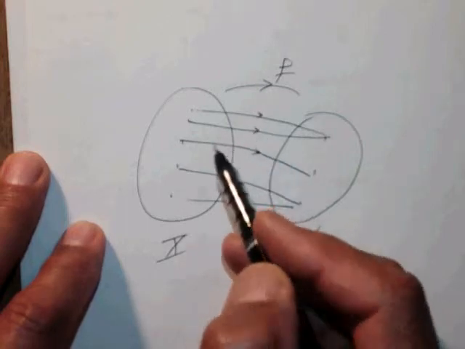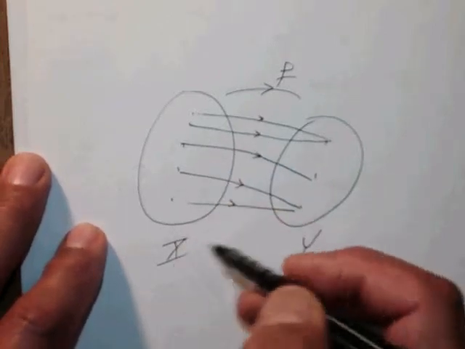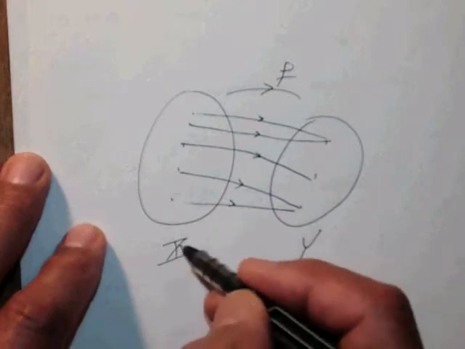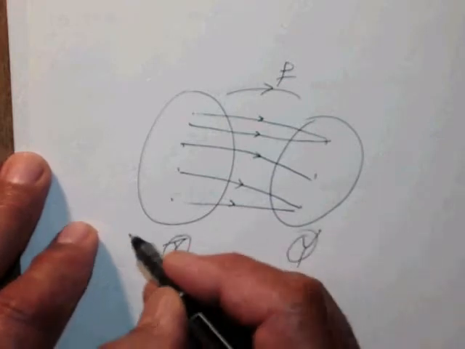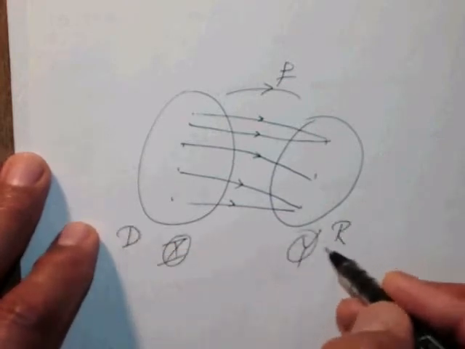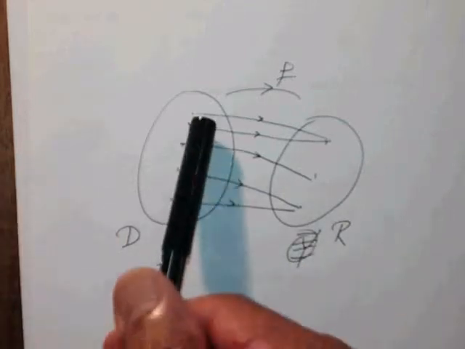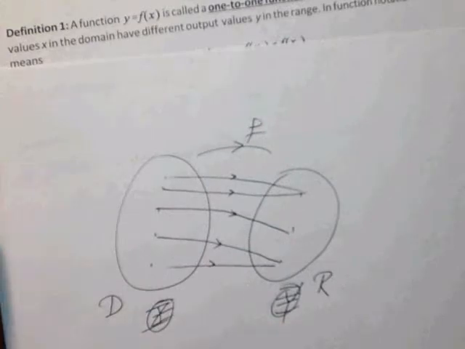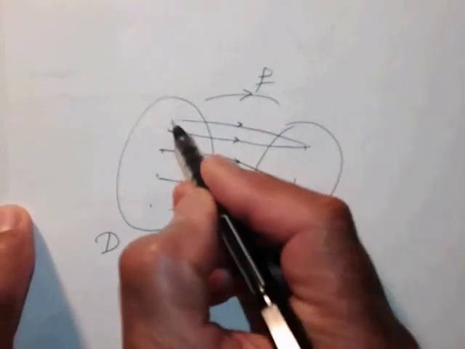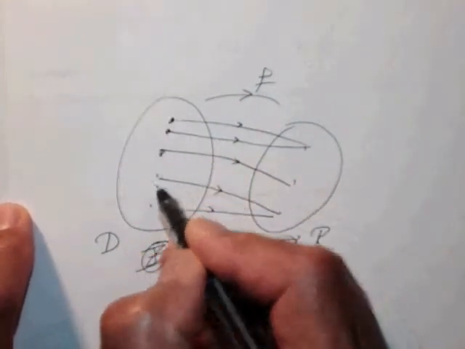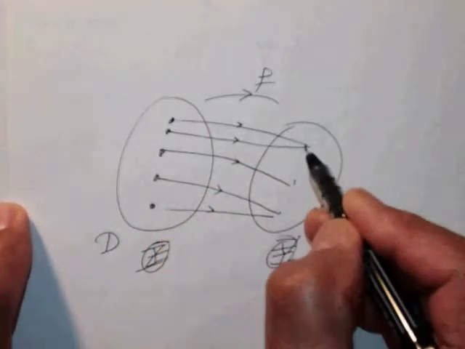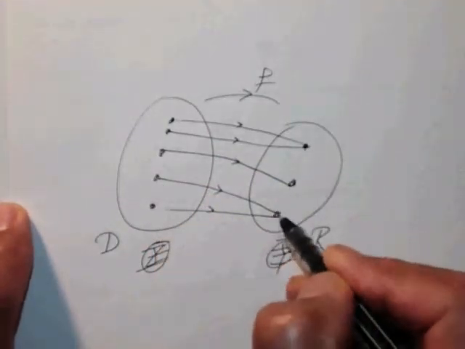Now we talked about domain and range. So instead of using x and y, maybe I can use domain and range. That's better. So we have a domain of a function and a range of a function, and a function is a rule. This is just a reminder of what we have studied so far.